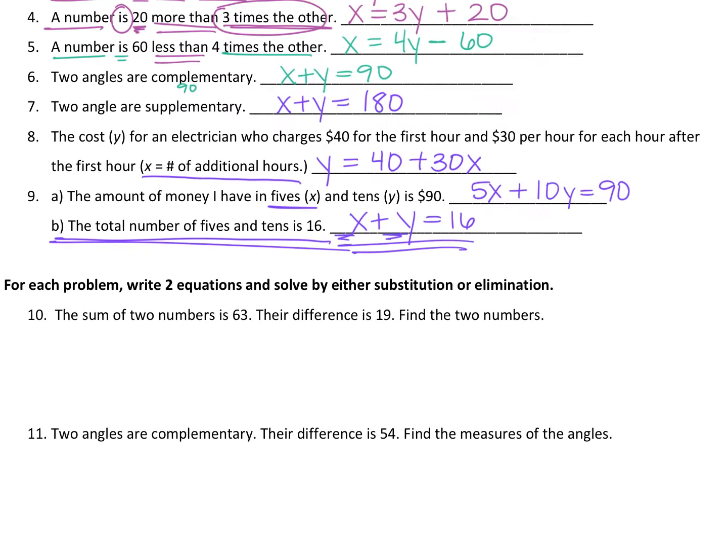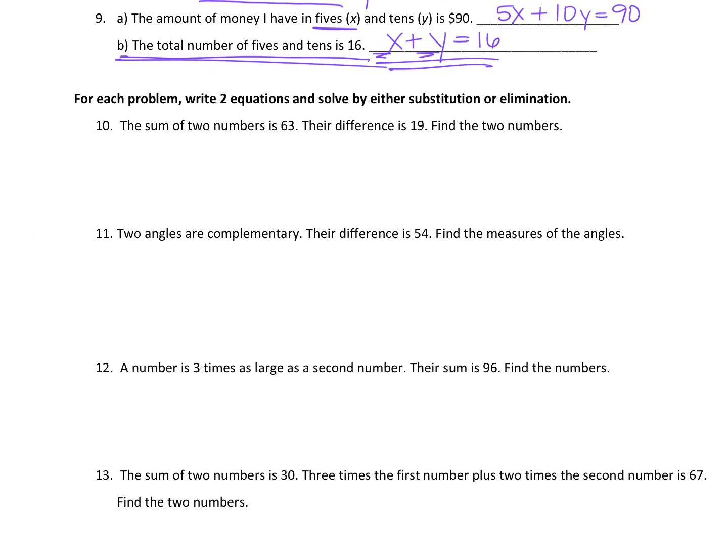Okay, here's where we're going to set up some systems then. So it says write 2 equations, right? Write a system and solve by substitution or elimination. And you get to choose on this. Which one makes more sense to you? Go with that one. So the sum of 2 numbers is 63.